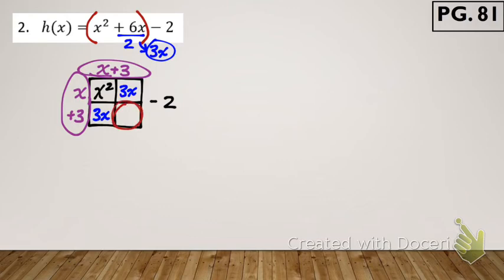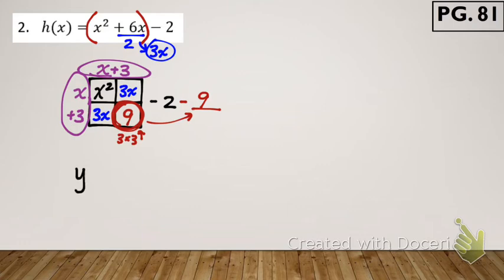So what would go down here? 9. We do 3 times 3 to get this. I'm adding that to my equation, so I have to subtract it back out again. We always subtract from the end whatever we added in that lower right corner.